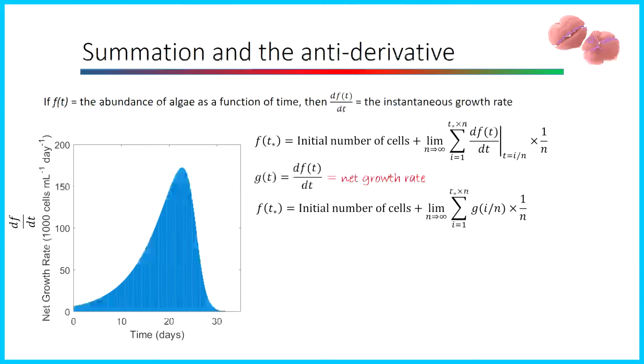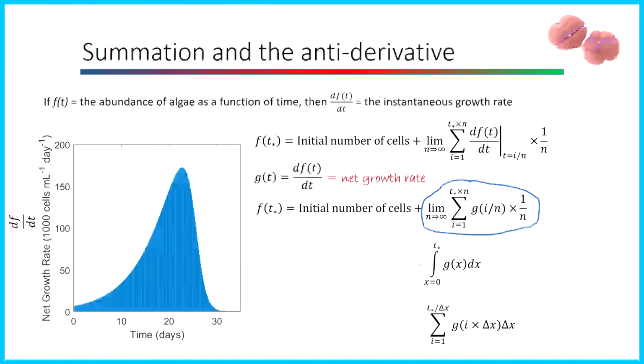In math, the term on the right-hand side of this equation is special. It's actually the integral from x equals 0 to t star of g of x dx. The term circled in blue is what's known as the limit definition of the integral, and it is one way that you can think of the integral. What the integral is really doing is summing over a function with infinitesimally small time steps. Another way that you can think of an integral is the summation from I equals 1 to t star over delta x of g of I times delta x if you make delta x really small.